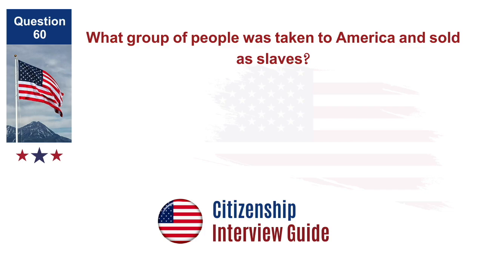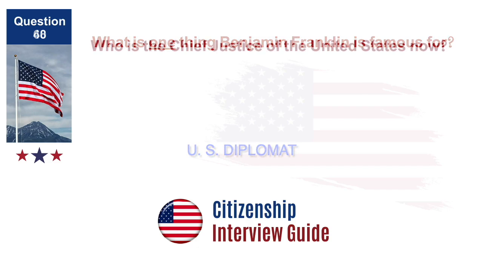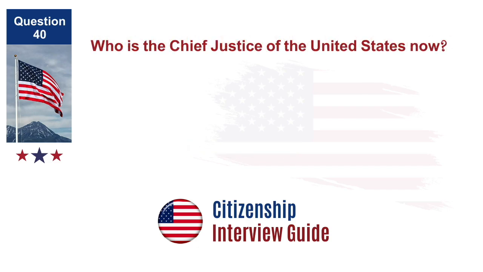What group of people was taken to America and sold as slaves? Africans. What is one thing Benjamin Franklin is famous for? U.S. diplomat. Who is the Chief Justice of the United States now? John Roberts.